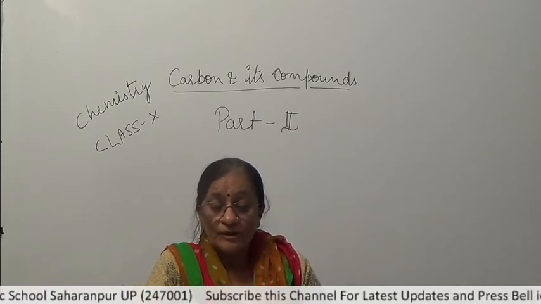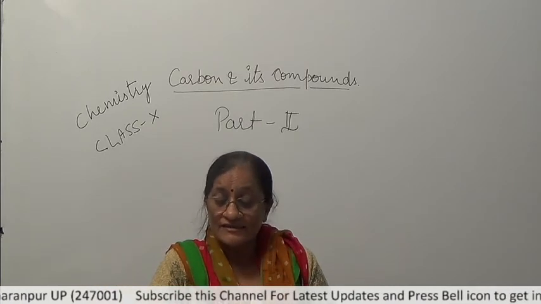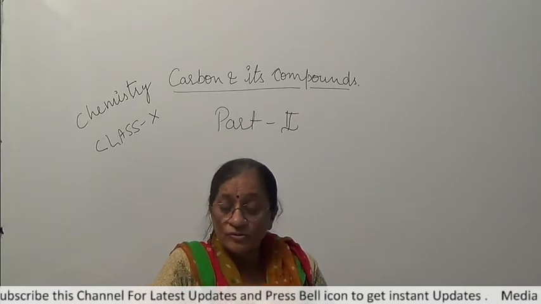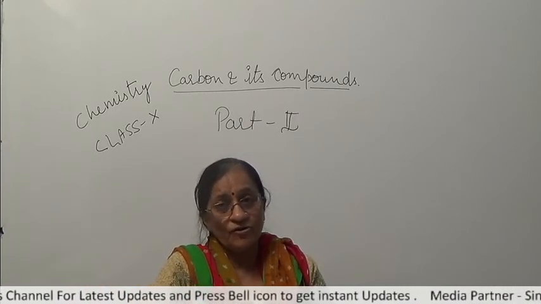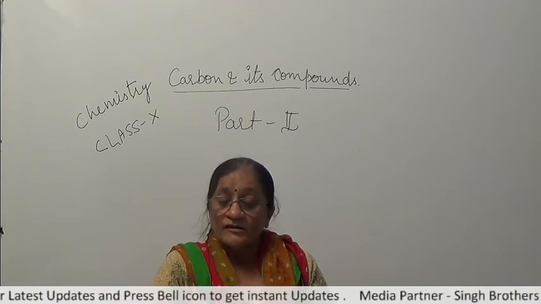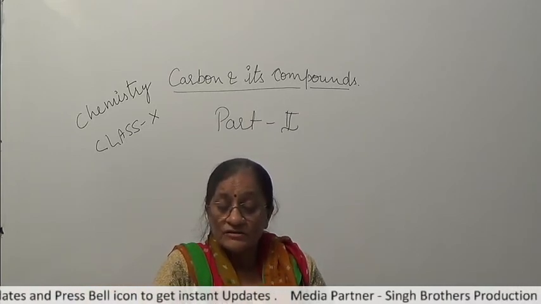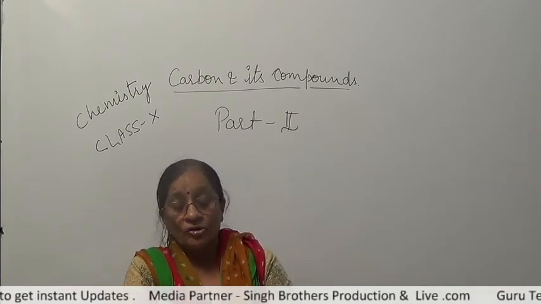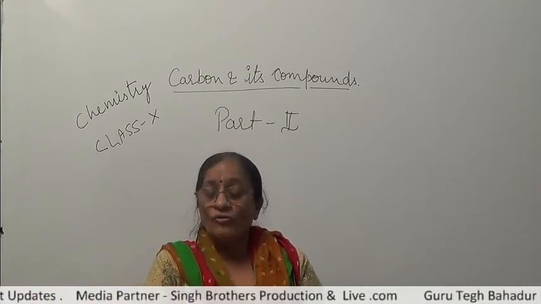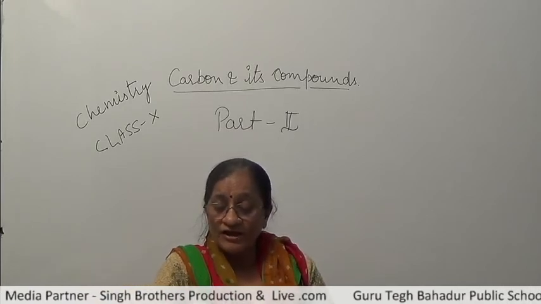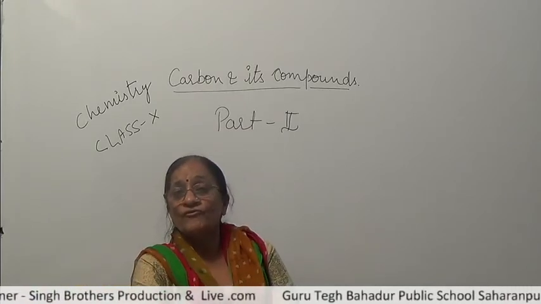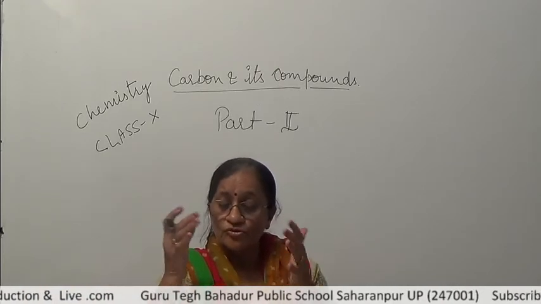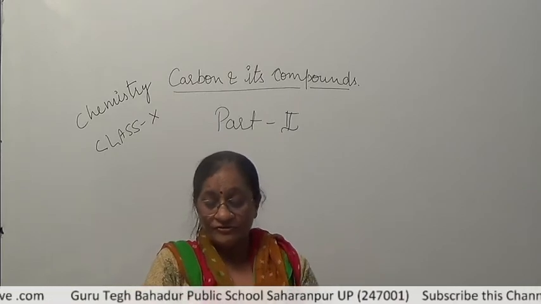The shared pair of electrons lies between the two nuclei, and both the nuclei attract the shared pair of electrons. The shared pair of electrons thus keeps them together and a stable bond is formed. So a covalent bond may be defined as the force of attraction between the two combining atoms due to mutual sharing of electrons.